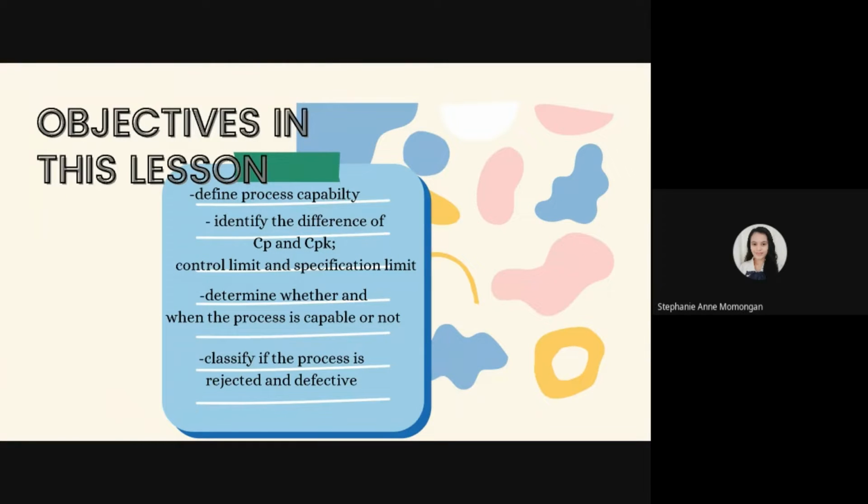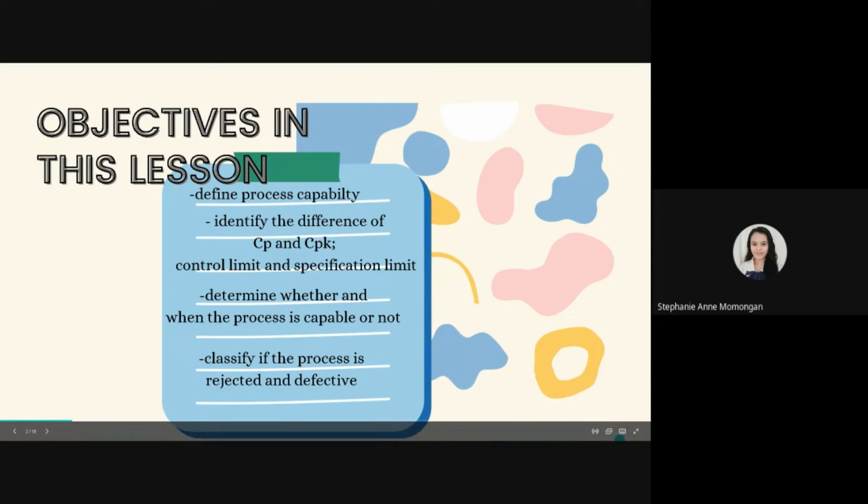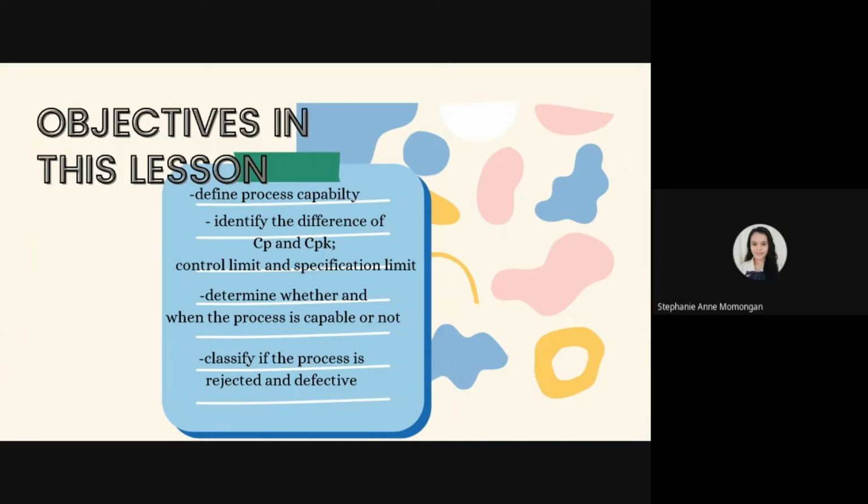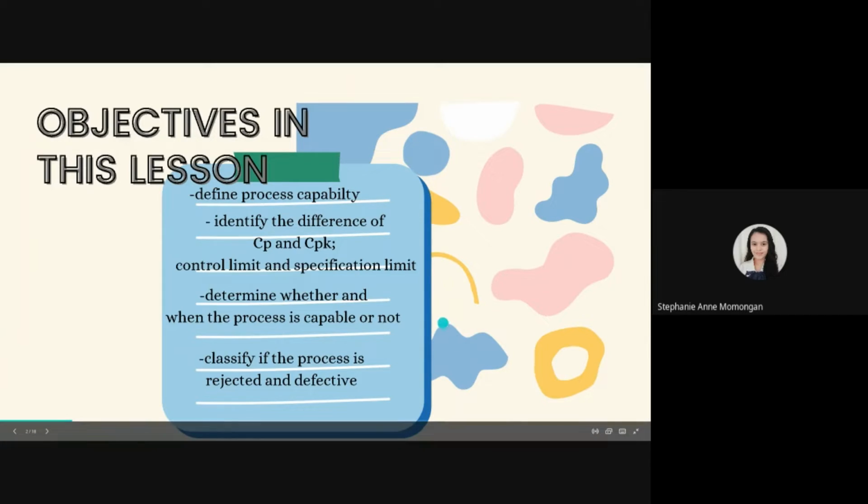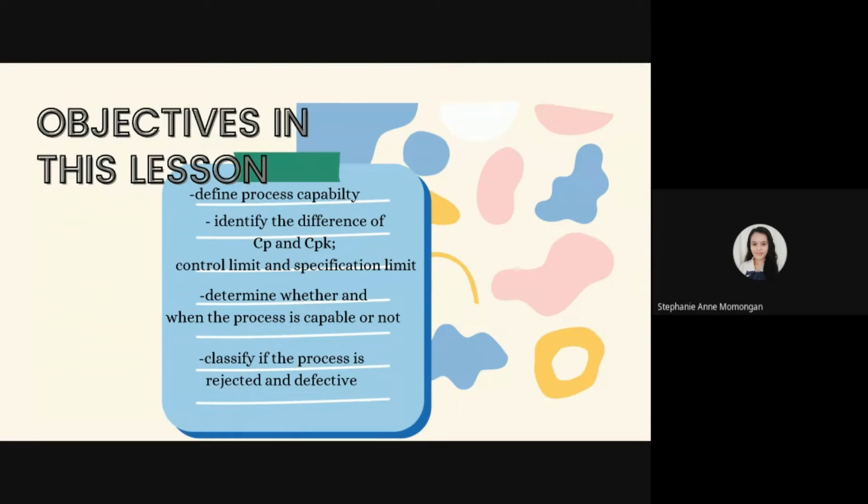Objectives in this lesson: define process capability, identify the difference of CP and CPK, control limit and specification limit, determine whether and when the process is capable or not, and classify if the process is rejected and defective.